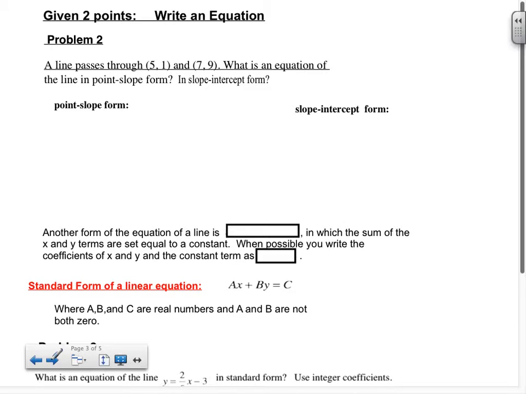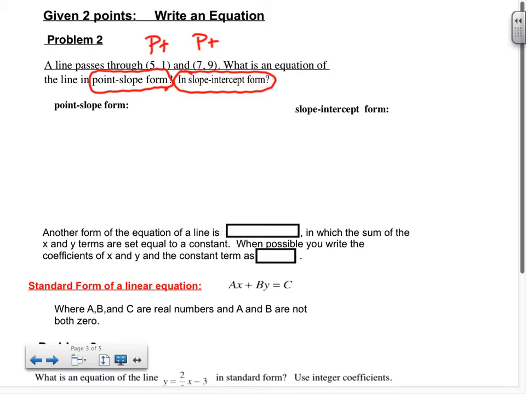All right, the next page, it says write an equation. Wow, okay. A line passes through a point 5, 1 and a point 7, 9. So you're given 2 points. What is an equation of a line in point slope form? So again, they want it in point slope form. Then they say, oh yeah, and again, put it in slope intercept form.